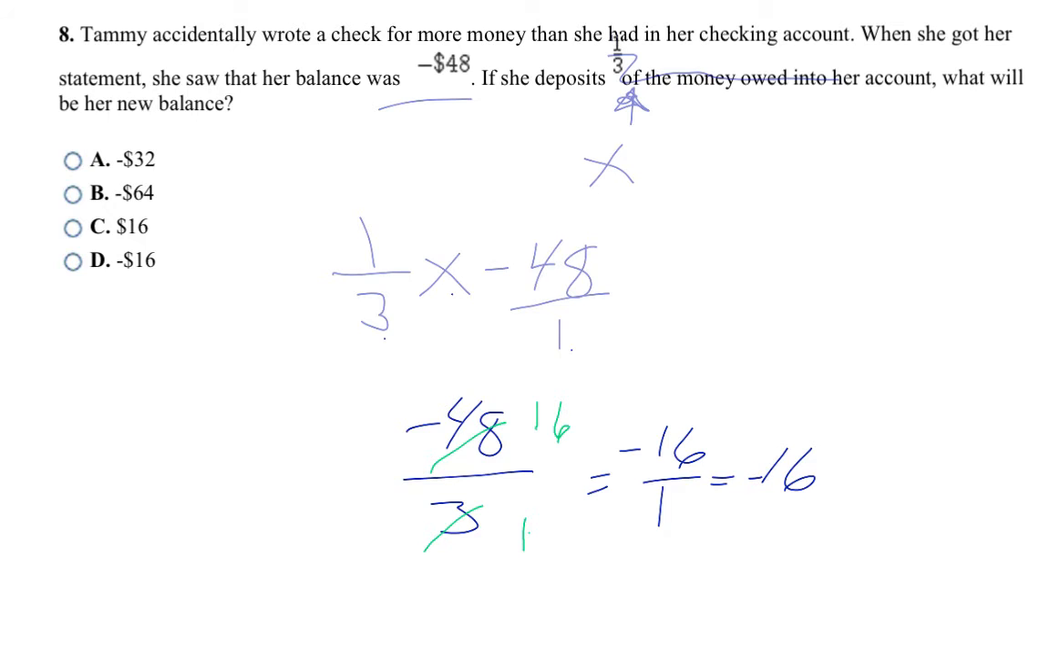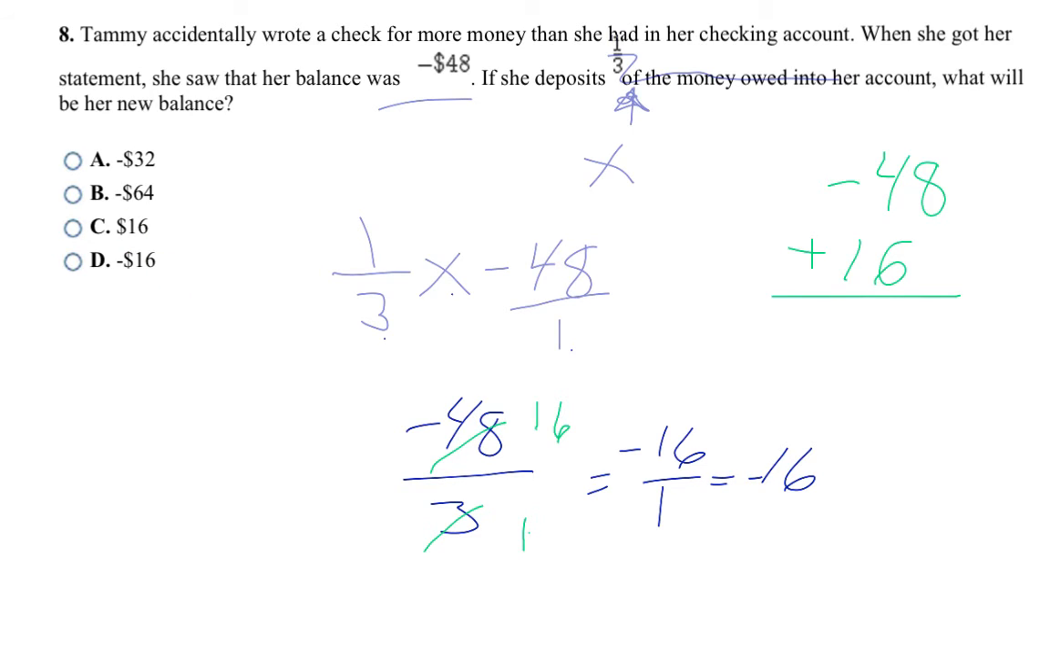However, it's not asking how much she deposited. It's asking what is her new balance going to be. So I need to rethink through these signs. So her starting balance is negative 48. And when you deposit something, that's a positive amount. You're going to add that in. So that means she's going to add in the $16. And you see over here how they give you the 16s as answer options? They're hoping that you don't finish this problem, so don't let them trick you.